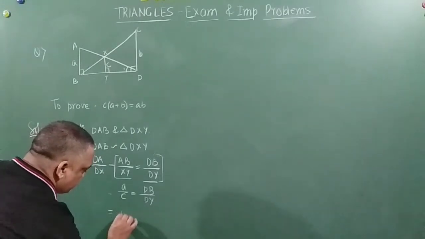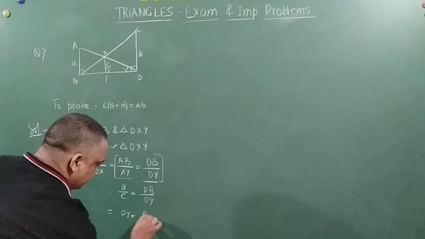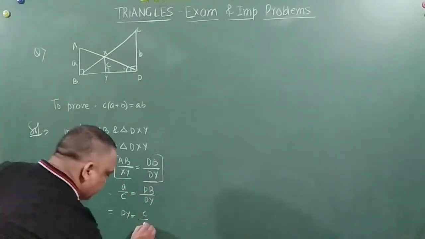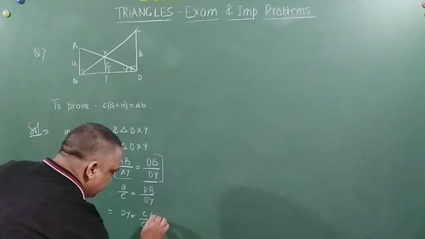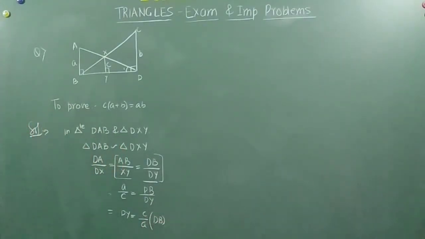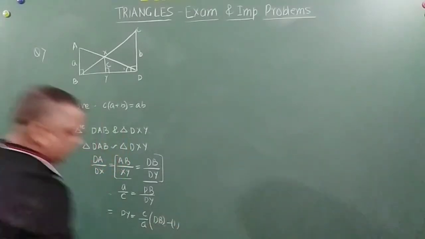So dy will be equal to, c will go here and then a will come down, c by a into dB. Right? So any problem here or any confusion here, friends? No? Right. So let's call it equation 1.